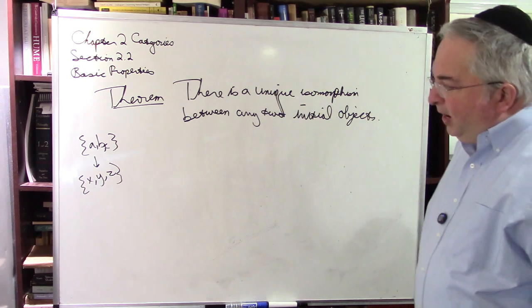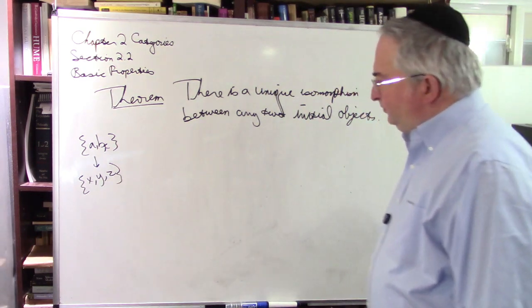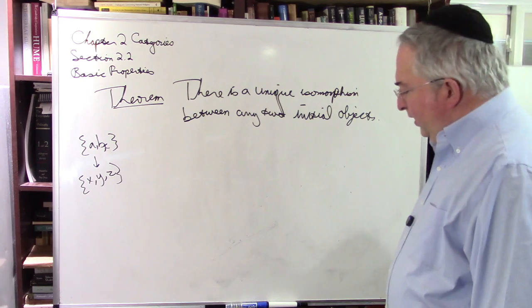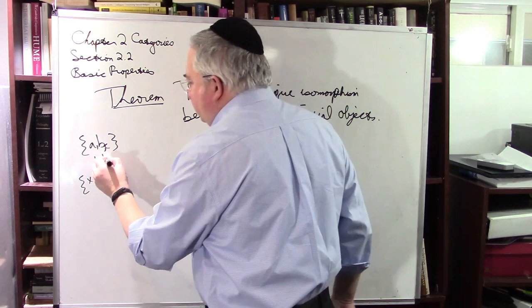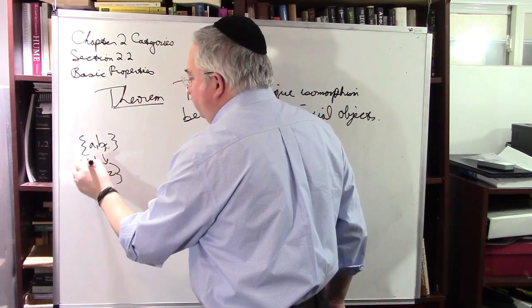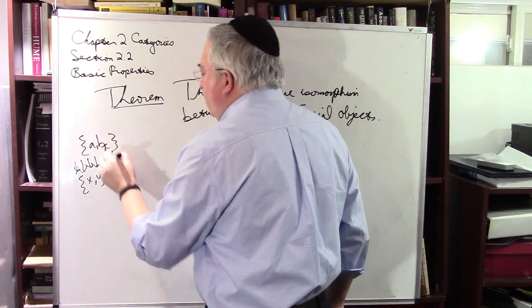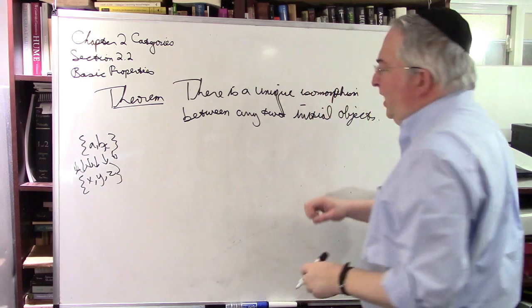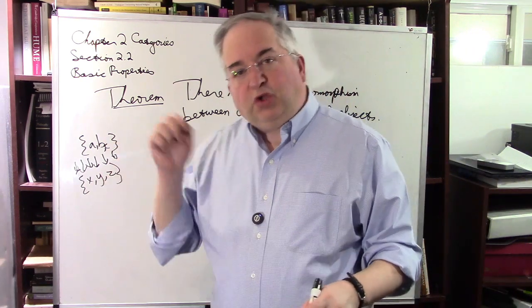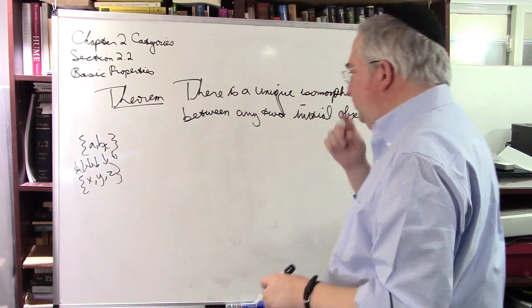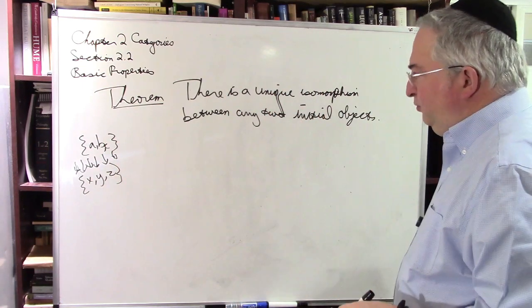Okay, but there's something a little bit more special. This has 6 isomorphisms between them. If you have some objects and you have a unique isomorphism between them, so there's only one, okay, great. So I want to show you how you prove this.